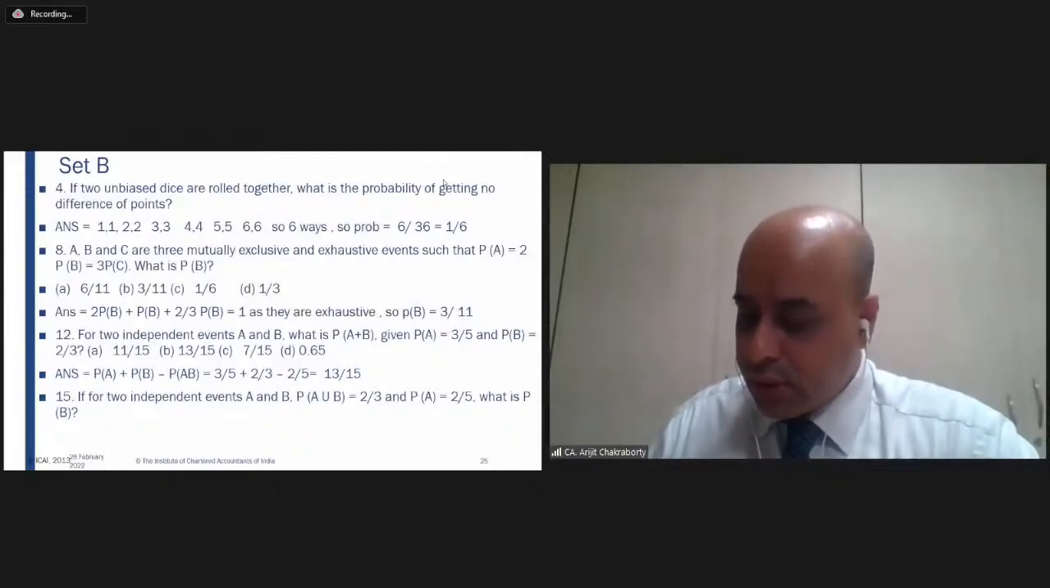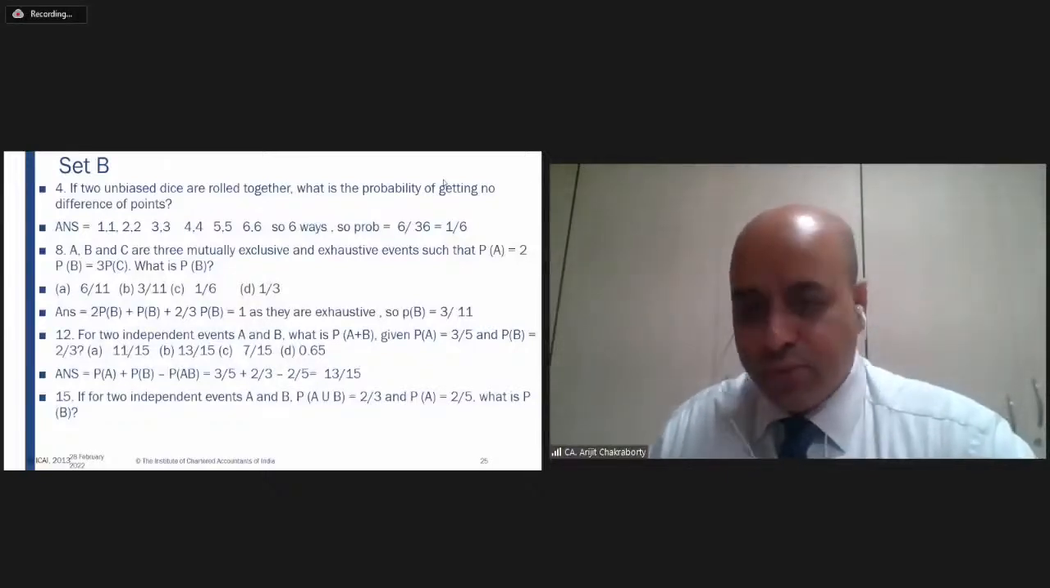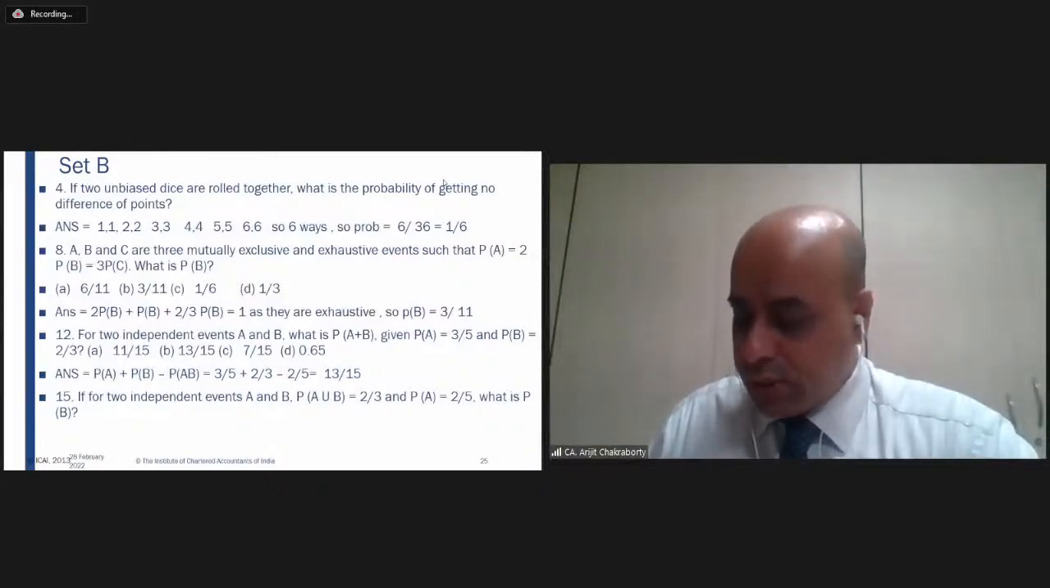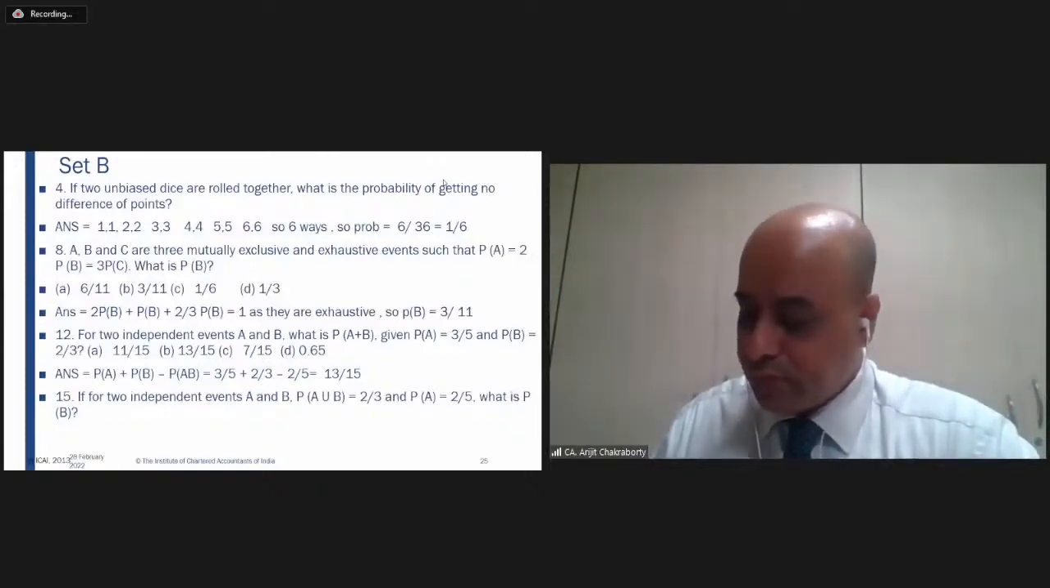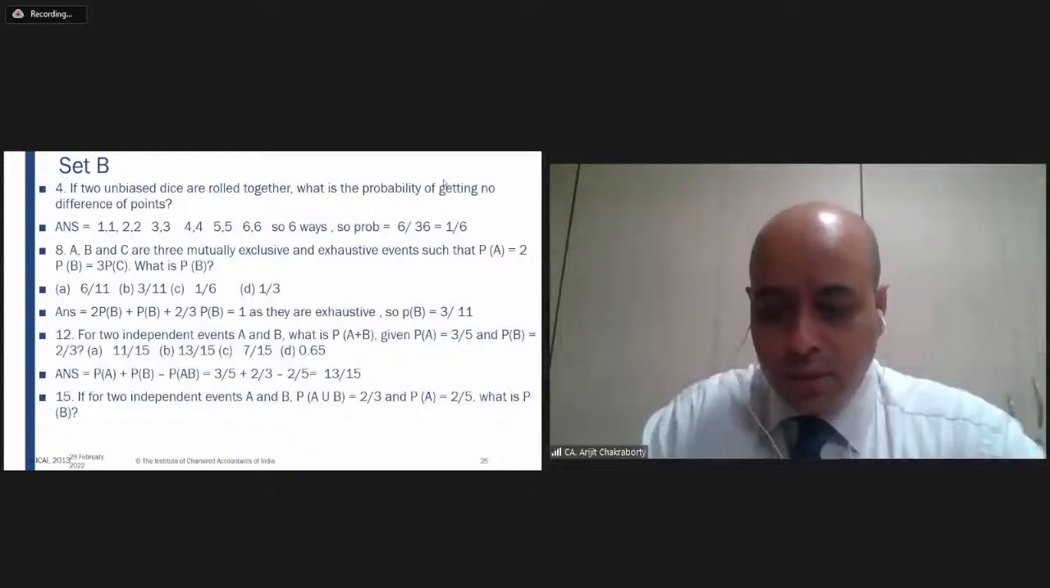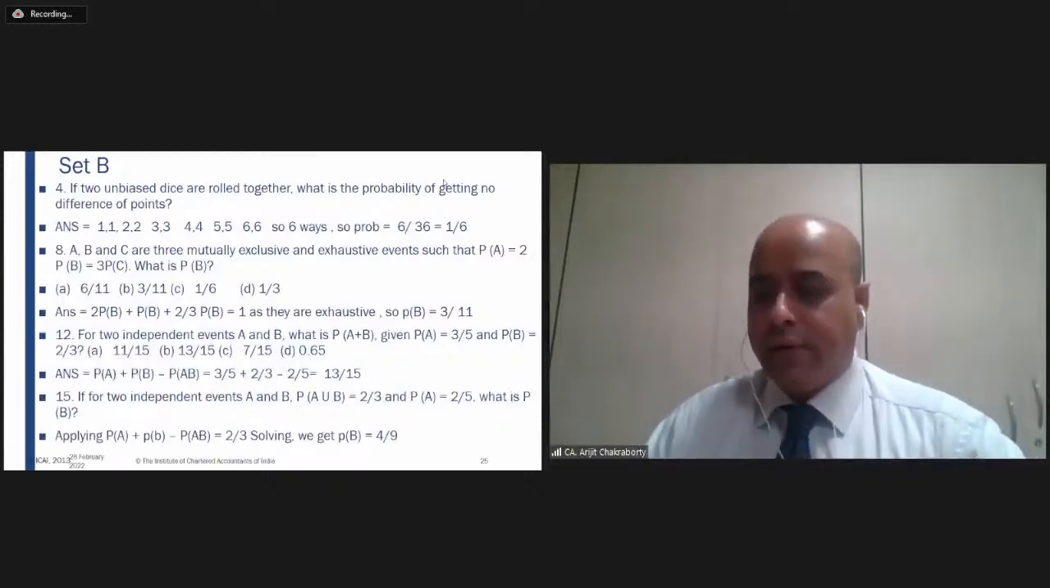So it becomes X minus 2X by 5, which is 3X by 5, is equal to 2 by 3 minus 2 by 5. So it gives us 4 by 15. So we can get the answer. The answer is equal to 4 by 9. Just check.